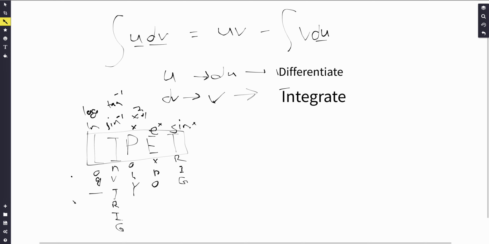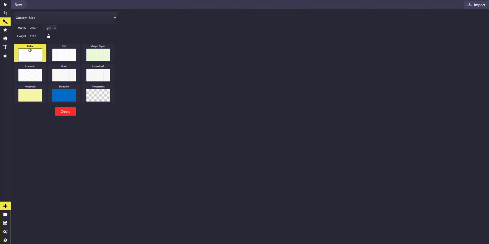Let's get into some practice problems now. My first practice problem is the integral of x times e to the x dx. As you can see with these types of questions, you're always multiplying two things. That's when you have to use integration by parts. So what would we make our u value and our dv value? We have to use LIPET first. Let's write it out.